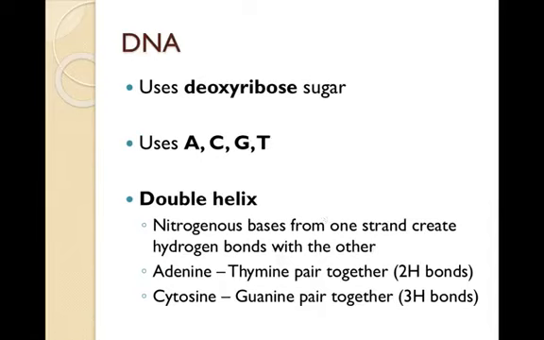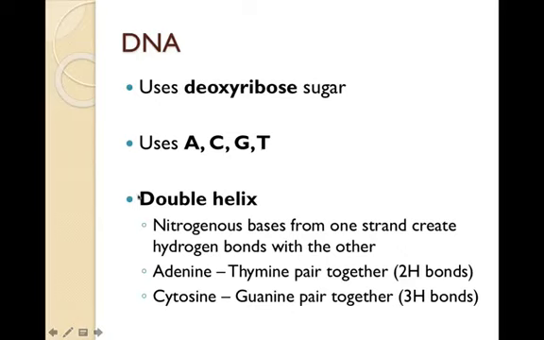If we look closer at DNA, DNA uses deoxyribose sugar. Deoxyribonucleic acid, that deoxyribo comes from the name deoxyribose. And there are 4 nitrogenous bases that exist within DNA: A, C, G, and T, so adenine, cytosine, guanine, and thymine.